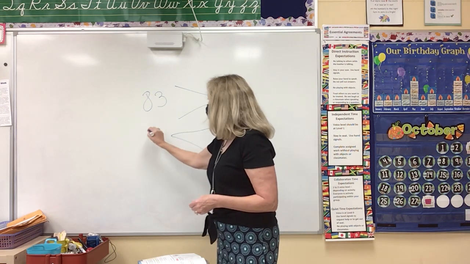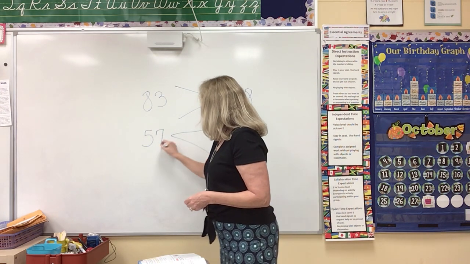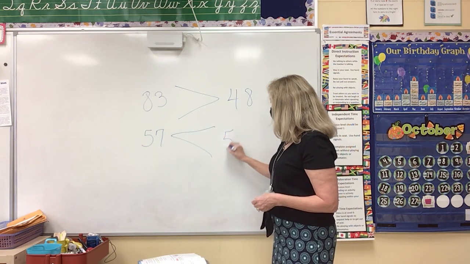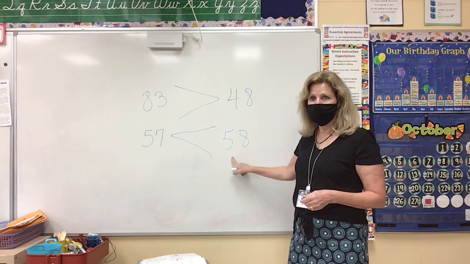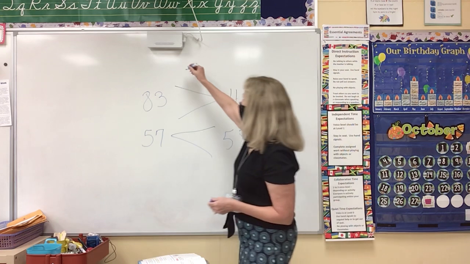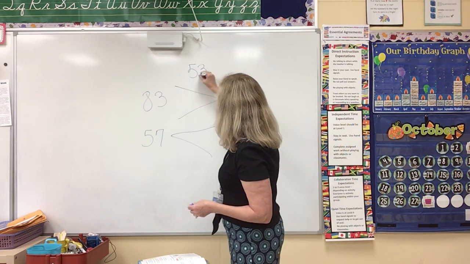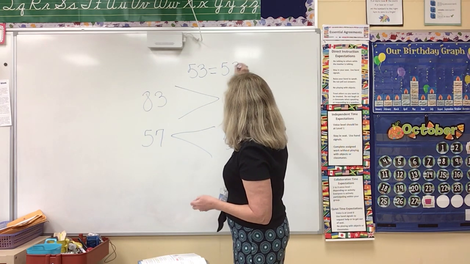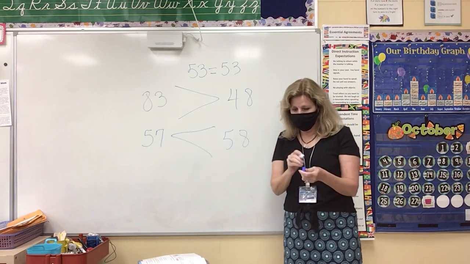Same way if it's this way. If my smaller number is here, then my larger number is going to go here. If my numbers are the same, they are going to have an equal sign in between them, right?